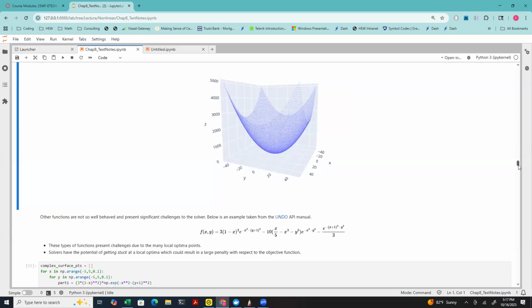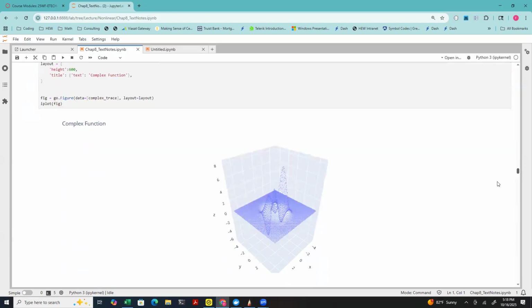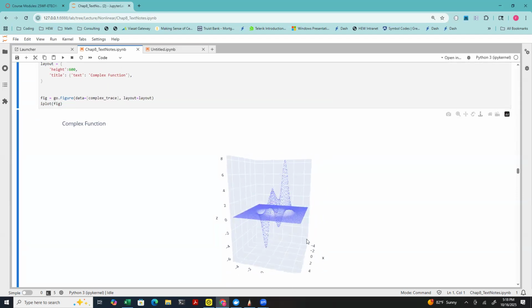Unfortunately, not all functions are made like that, though, right? Lindo is another type of solver there. I grabbed that nice function down there from their API manual itself. Just by looking at it, hopefully that looks nasty, right? I see some exponentials in there. I have only two independent variables, so that's nice, but it's hairy, right? If you were to plot that, you would end up with something that looks about like this.